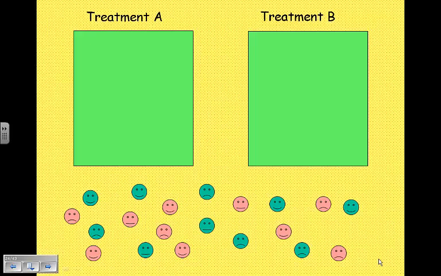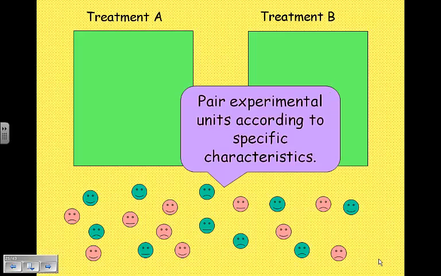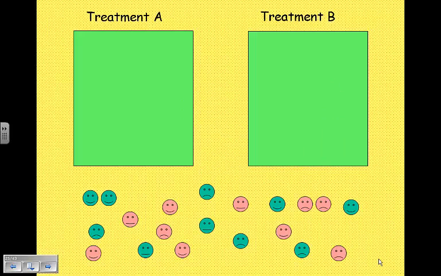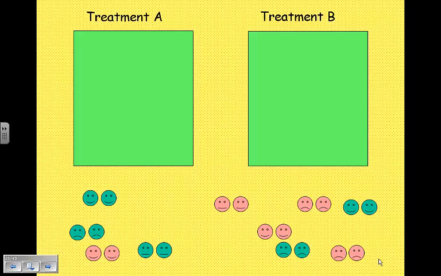So back to our picture. Now notice the difference in this picture. We have some happy blues, some sad blues, and some neutral blues. And then we have some happy pinks and some sad pinks and some neutral pinks. So the first thing we're going to do is partner them up. We're going to pair the experimental units according to certain characteristics. So all the happy blues go together and the sad blues go together, and the happy pinks go together and the sad pinks go together. So you see they're all partnered up.